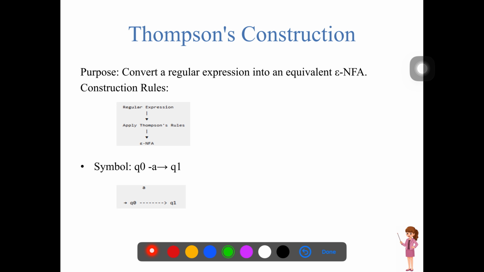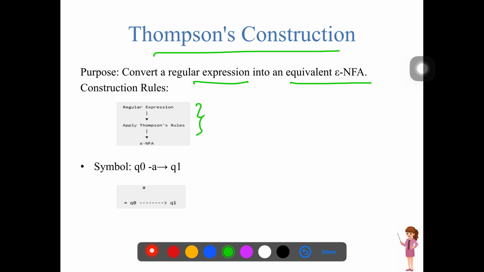Thompson's construction. The purpose of this is to convert the regular expression into an equivalent epsilon non-deterministic finite automata. You can see the construction rules. The regular expression, after applying Thompson's rules, is used to convert into the epsilon non-deterministic finite automata.